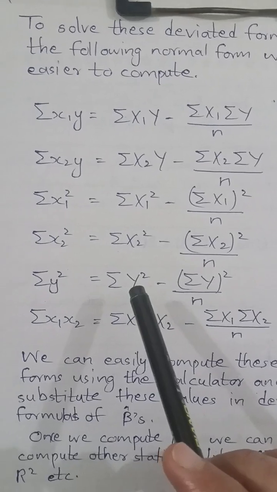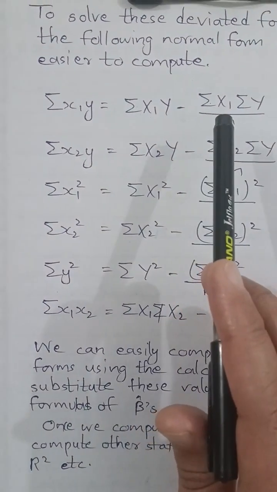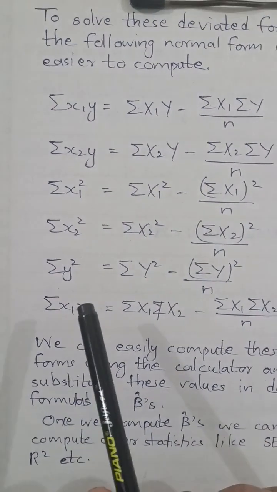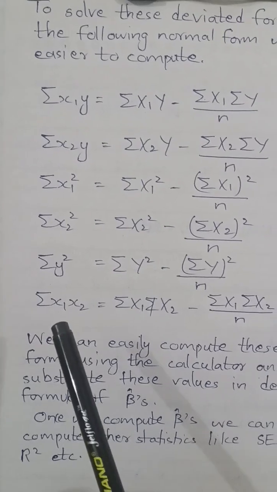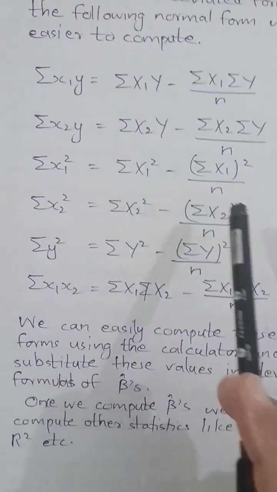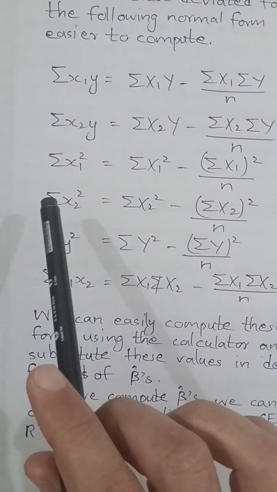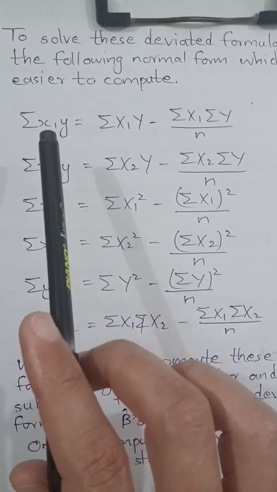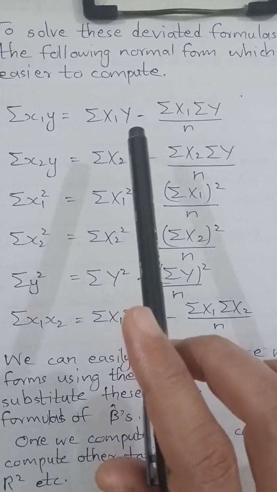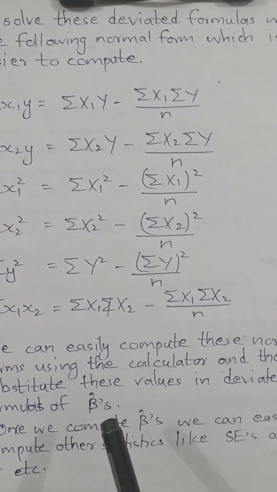So take a screenshot of these formulas and then fit these formulas or equations in the formulas of beta 1 hat and beta 2 hat, you will get the answer easily. Moreover, you can compute these terms easily using the calculator. It is difficult to compute the deviated form in the calculator, but it is much easier to calculate these actual terms in the calculator.